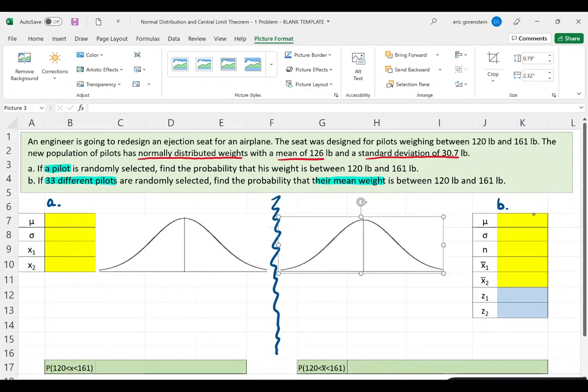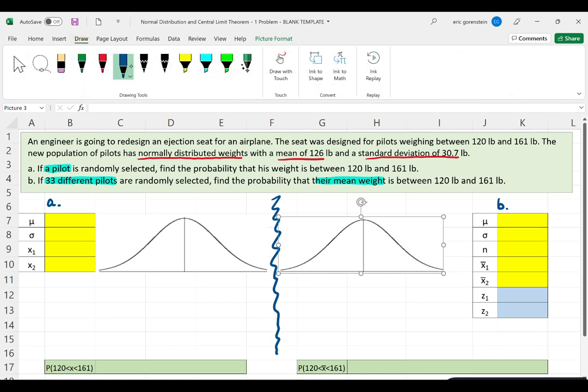Okay, so for part A, if a pilot is randomly selected. Now, we're using the normal distribution graph as our model. Now, the problem is find the probability. Now, remember, the words find the probability mean find the area under a portion of this probability density curve. When our sample space is continuous, probability refers to area.